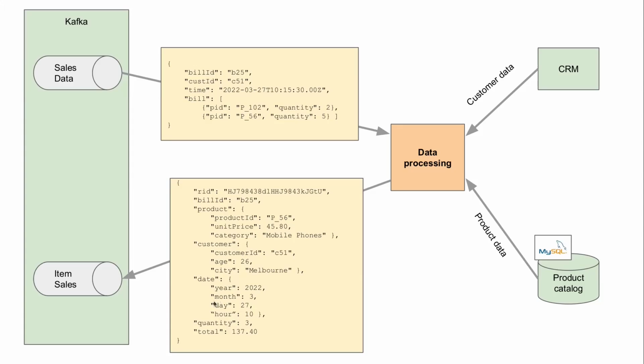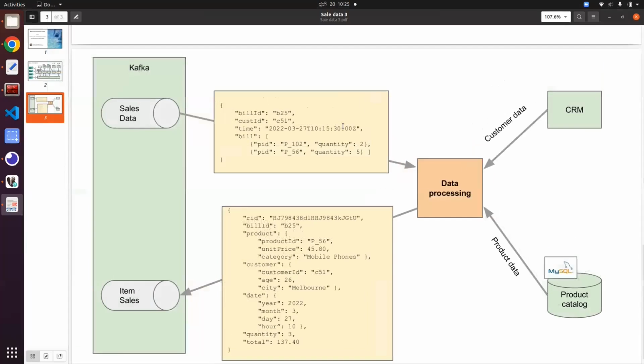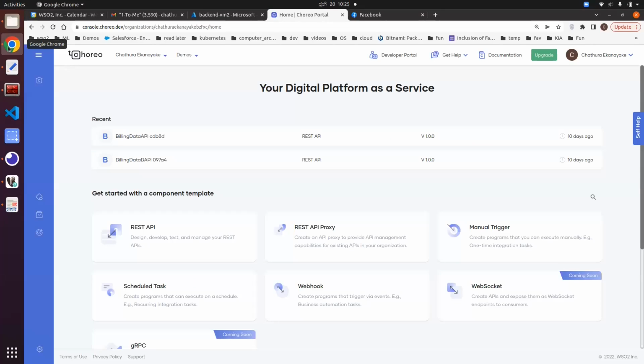Then we have to complete this message by adding the quantity and then calculating the total. So here we calculate the total by multiplying the unit price of the product by the quantity, and we have to include the total field using that. Once we build this message, we have to send that again to a separate topic in the Kafka cluster. So this is what we are going to do in this demo. Now let's go to the Choreo home screen and build this scenario.